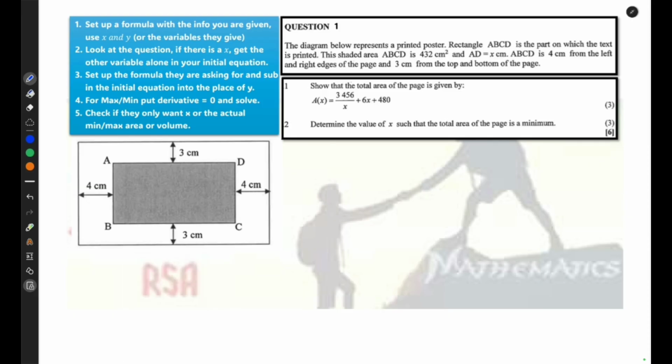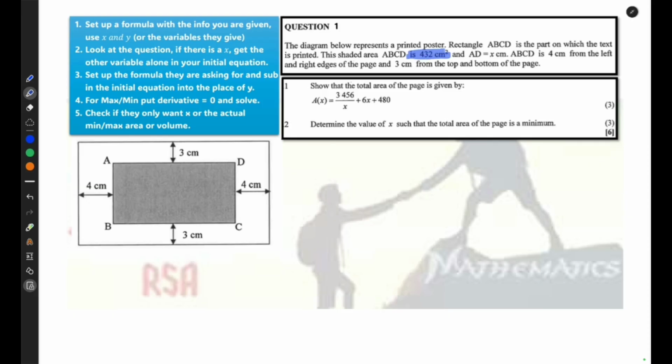Question 1: the diagram below represents a printed poster. Rectangle ABCD is the part on which the text is printed. The shaded area ABCD is 432 centimeters squared, and AD is x. Okay, now in my steps, you would see I said for step 1, set up a formula with what they give you. Now this is the part I'm talking about.